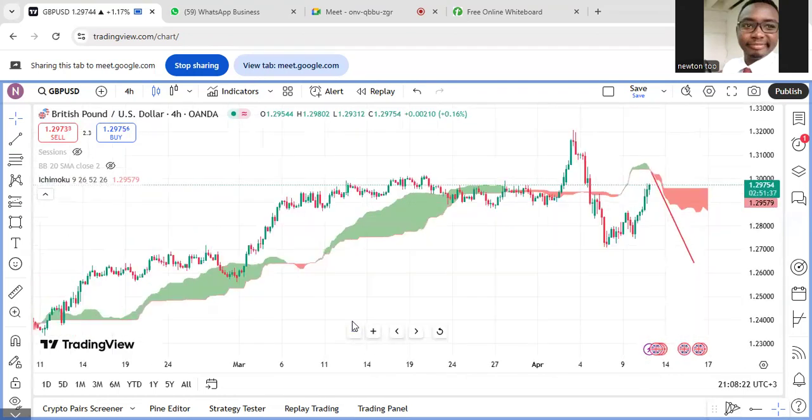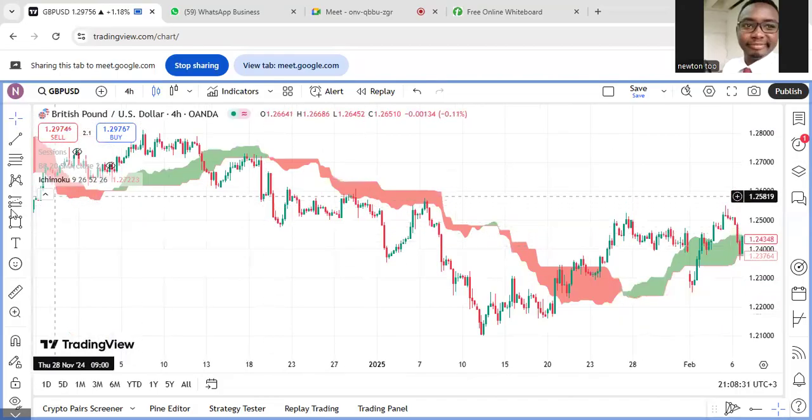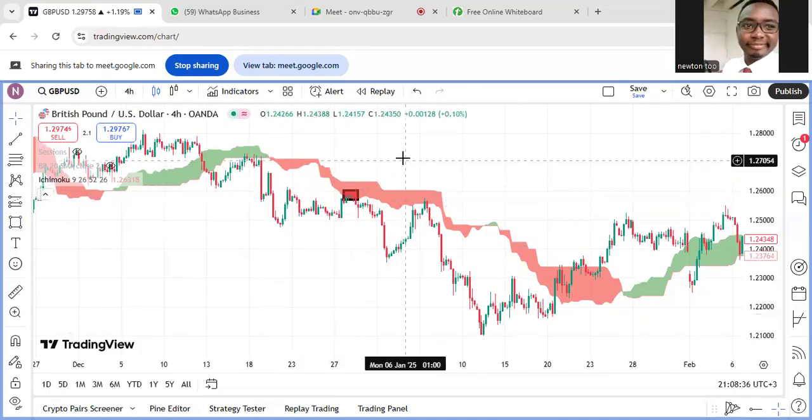Tomorrow is on Friday. So I'm waiting for something like this, see guys, something like this. A bounce to the cloud. So when you get a bounce to the cloud on a higher time frame, then you can decide maybe to hold that trade for a long time, maybe another 1 week.